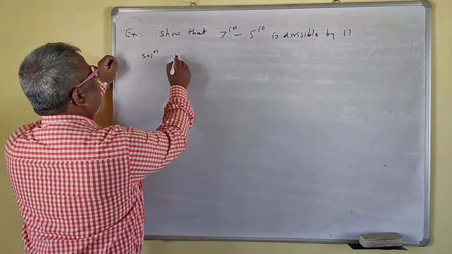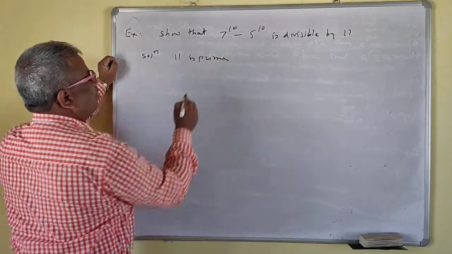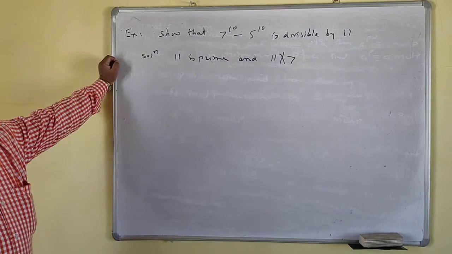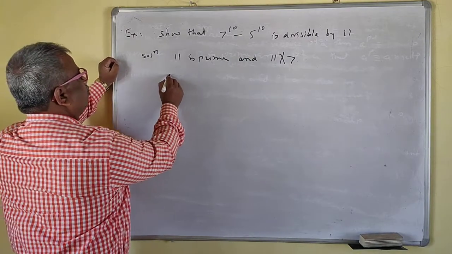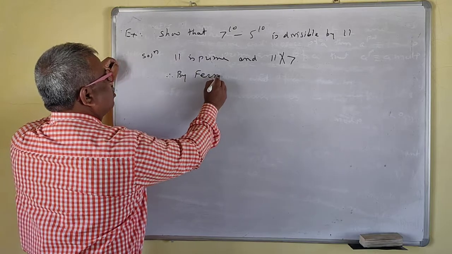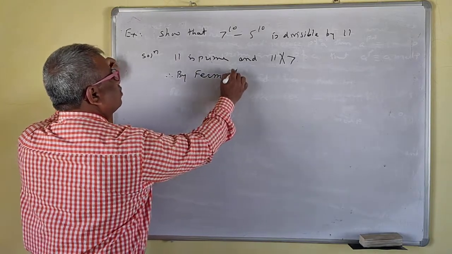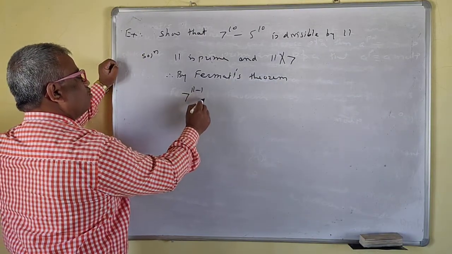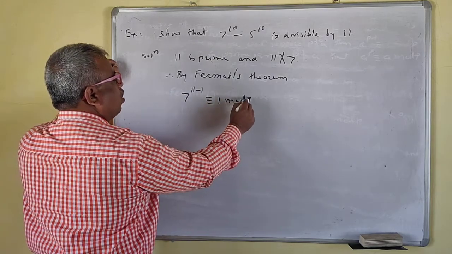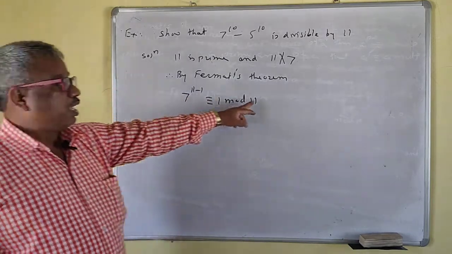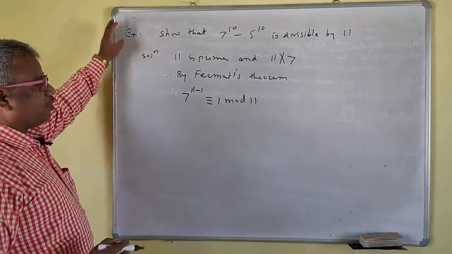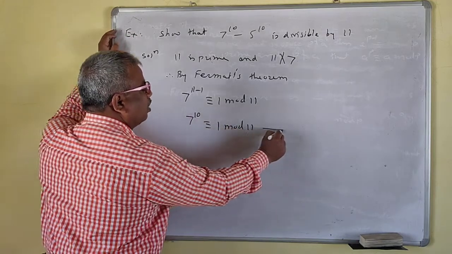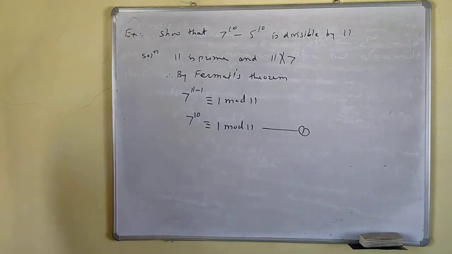11 is a prime and 11 does not divide 7. Therefore, by Fermat's theorem, 7 raised to 11 minus 1 is congruent to 1 mod 11. Here p is the prime, so 11 is the prime, so we are taking the benefit. 7 raised to 10 is congruent to 1 mod 11. I will call this 1.